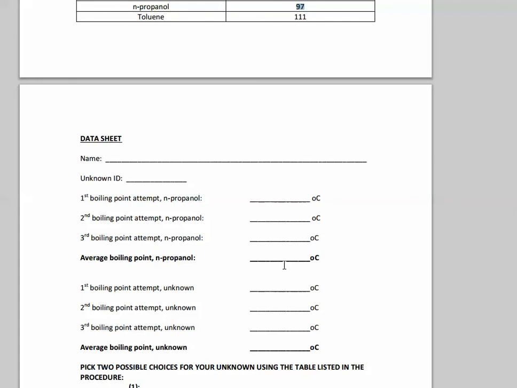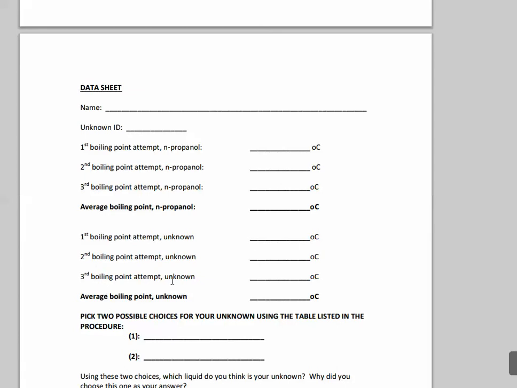If you do, then that's a signal that you can move on to the second part, because you can feel really good about the number and the measurement that you're making. Your first, second, and third boiling point attempt for your unknown will be treated the same way. You will average those up, and then you'll put the average here on the blank.